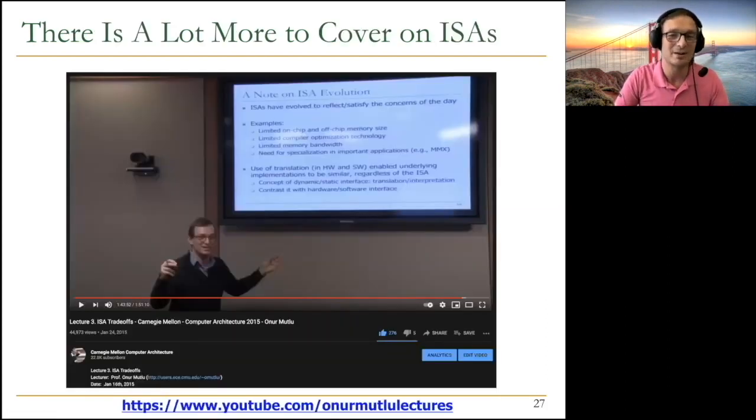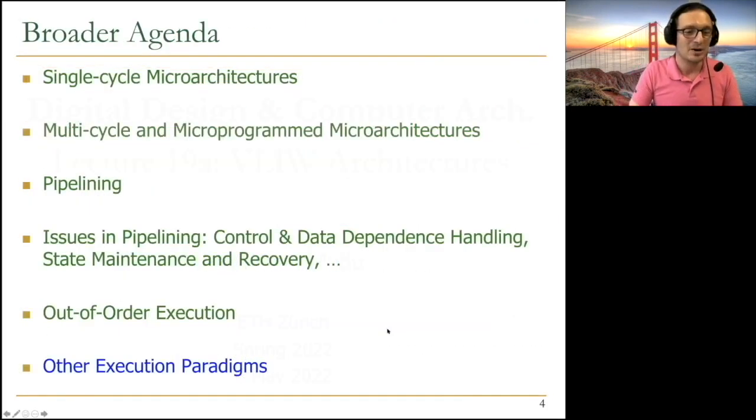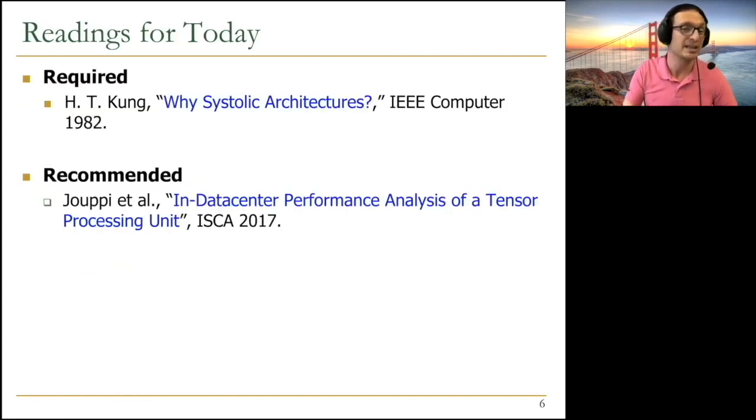Okay, there's a lot more to cover on ISAs as well, and I'd recommend you take a look at these lectures. Okay, so with that, let's continue with the other execution paradigms to get higher level concurrency in our systems. And systolic arrays is going to be the next one. And hopefully we will have time to cover decoupled access and execute in a short way, because it's a relatively small idea to cover. It's an important idea though. So these are some readings that I would recommend you to do.